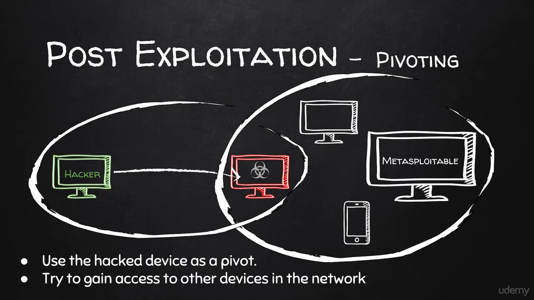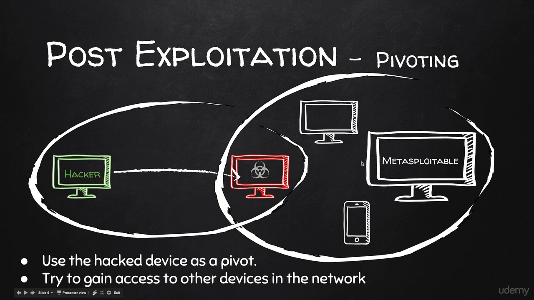In today's lecture and the next few lectures, we're going to talk about pivoting. We're going to assume that our target is this Metasploitable device. Each one of these big circles, we're going to assume, is a network. And as you can see, the Metasploitable device is not visible by the hacker. So the hacker cannot see this device.